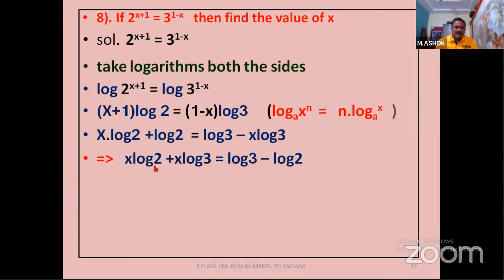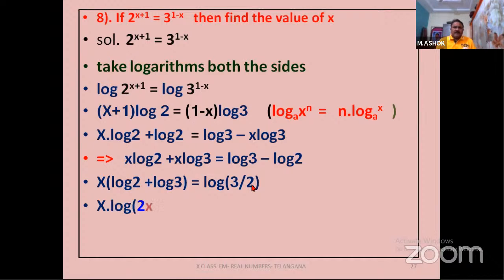Already x into log 2 is there on the left side. So it comes to the left side and becomes plus x log 3. Now send log 2 to the other side. Already log 3 is there. If it moves to the other side, it becomes minus log 2. So in this, take x common. If you take x common, x into log 2 plus log 3 is equal to log 3 by 2, by the log x by y formula.